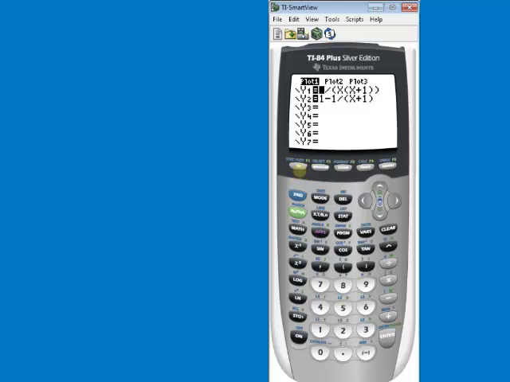If those aren't near and dear to your heart, you might just want to clear each one of those. Clear, down, clear. There we go. Because they'll get in the way of our picture possibly. If I just press zoom 6, zoom 6, I should now see nothing at all.